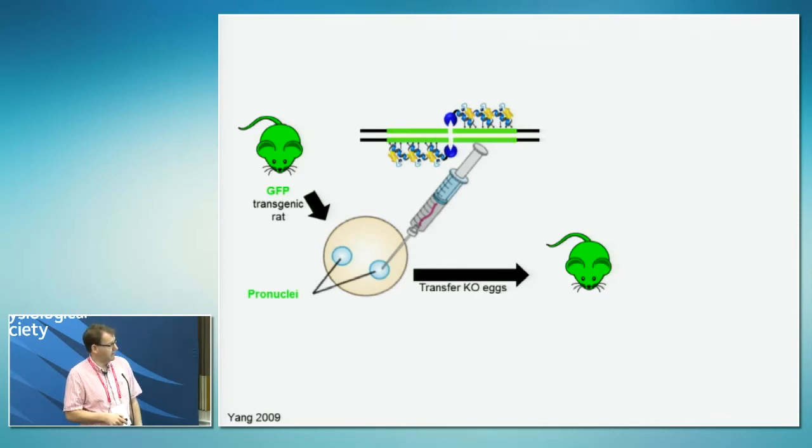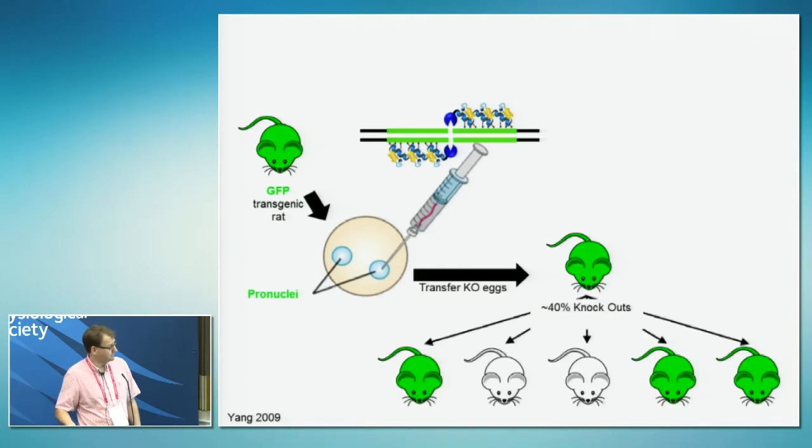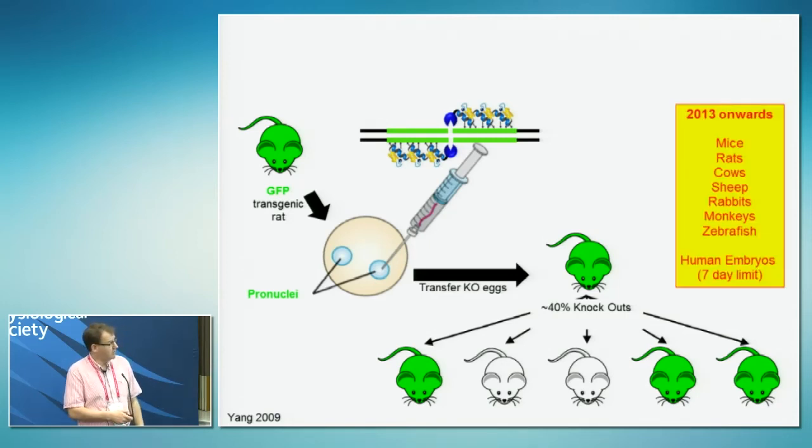If you transfer these knockout eggs into a pseudopregnant female, she'll give birth to animals, many of which are knockouts. In some cases, up to 40% of the animals will have one allele knocked out. Some of them may be chimeras, so you'll still need to go through 1 or 2 cycles of breeding, but you can very rapidly generate these knockout animals. And this is the small menagerie of animals where this has been successfully done with other gene editing techniques in the last 2 or 3 years. We've got mice, rats, cows, sheep, rabbits, even monkeys, zebrafish, and people are now starting to do this. There's one group licensed at the Crick Institute here in London to work on human embryos up to day 14.